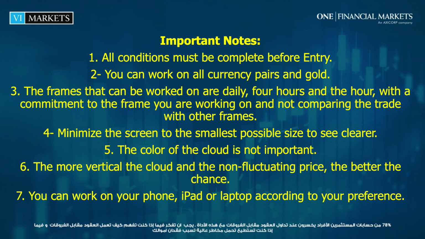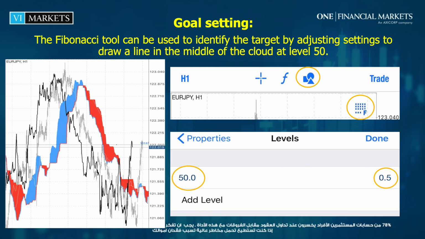You need to minimize the screen to the smallest possible size to see clearer. You need to see the trend very well. If you put it on regular settings, you will not be able to see if the trend is going upwards or downwards, and the shape of the cloud, everything is going to be messed up. The more vertical the cloud is, the better the chance. You can work on this on your phone, iPad, laptop, whatever platform you prefer. Also, one tip: to set the exact middle of the previous trend for the TP, you can just use the Fibonacci tool on level 50, and that would make it much easier.